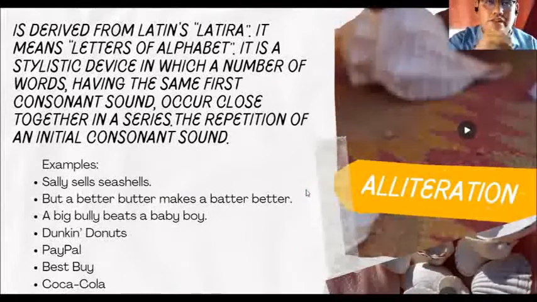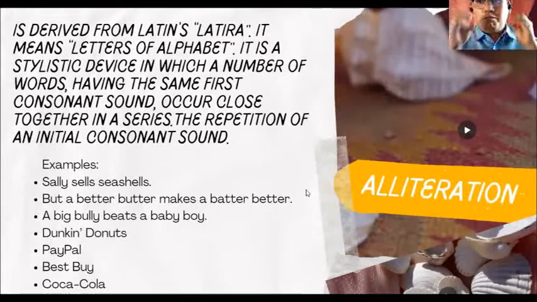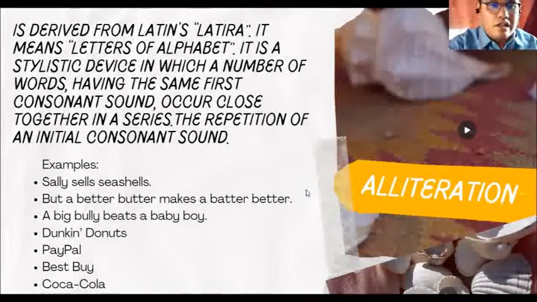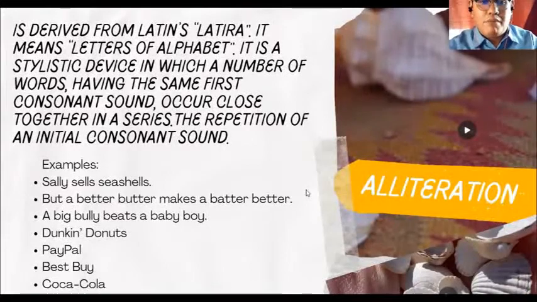So, di ba mapapansin niyo sa tongue twister, ang simula nila madalas is same na consonant sound. Okay? Like Sally sells seashells. But a better butter makes a butter better. A big bully beats a baby boy. Dunkin' Donuts, PayPal, Best Buy, Coca-Cola, tulad nung kanina nating tongue twister, mga nakakalipas pa nating tongue twister bago tayo mag-start ng klase natin, di ba, meron tayo, magkakatulad. Okay? Magkakatulad yung simula nilang consonant sound. Okay? Next.